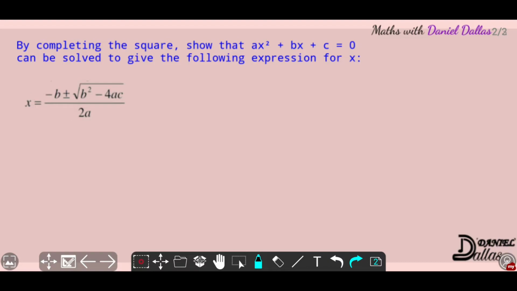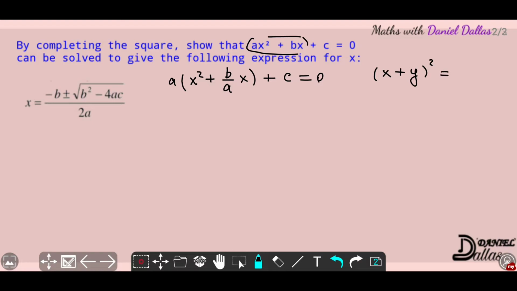The first step is to factorize a from this expression. I just take part of it and factorize a from there only. So I'll get x squared plus b over a x. In here, I'll still have plus c equals 0. Now, I want to get the completed square. What it means, because we have the sum, I'll set it up in this form: x plus, let's say some y, squared.